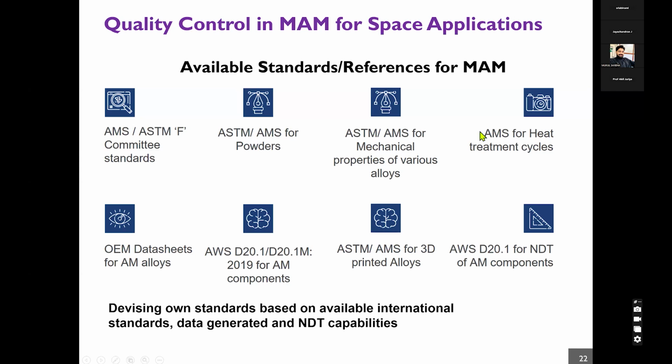So we can use these as guidelines, and we have to devise our own heat treatment cycles for additive manufactured parts. And of course, since a lot of OEMs are making these powders and wires, they publish their data sheets. So there are OEM data sheets available for various additive manufactured alloys. And there's one comprehensive standard from AWS, the American Welding Society, that is AWS D20.1, for both additive manufacturing of components as well as NDT of AM components.